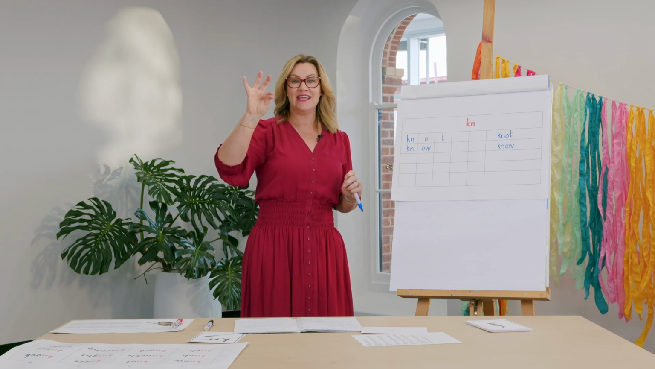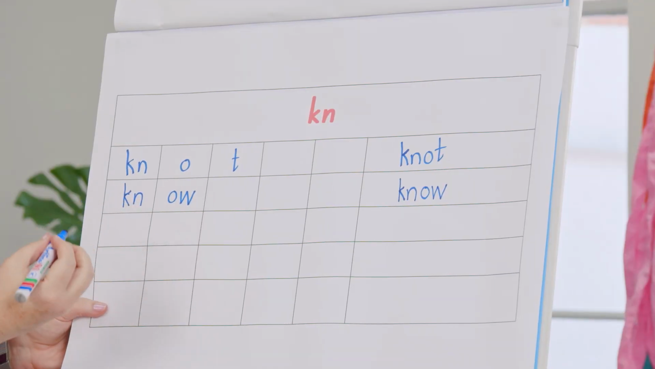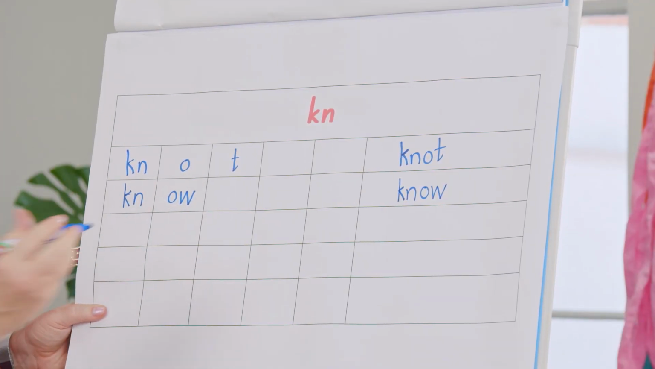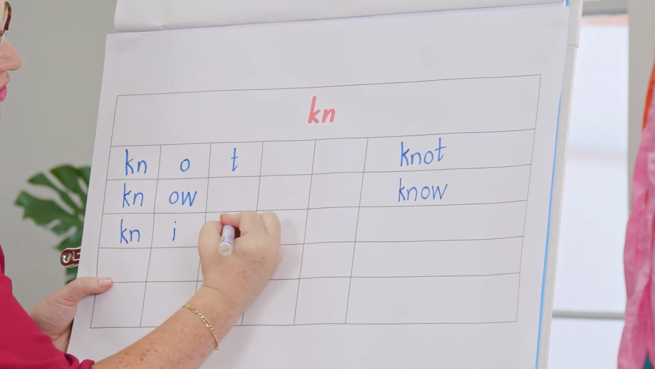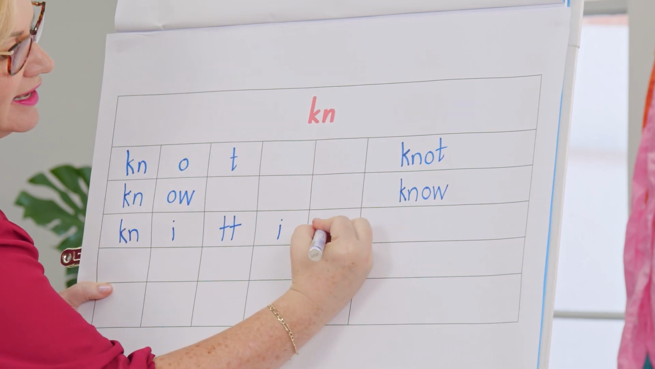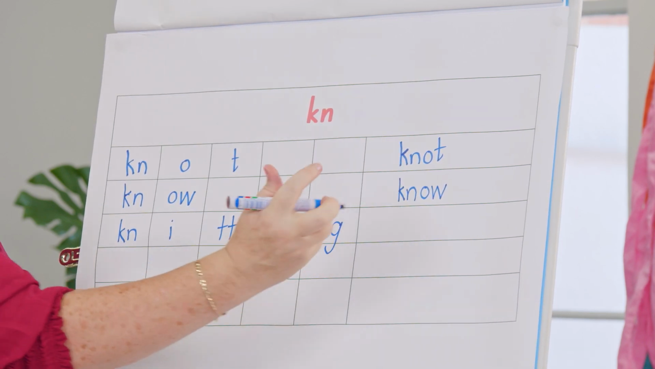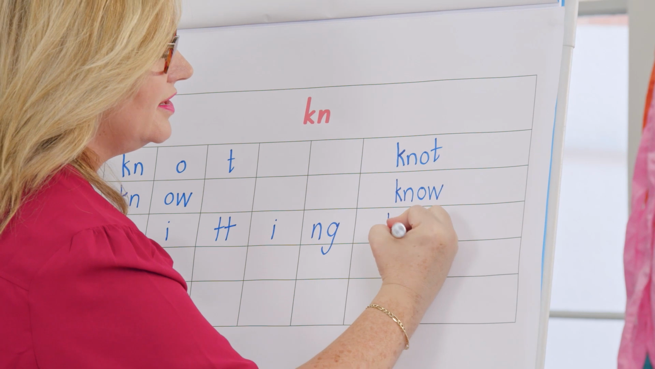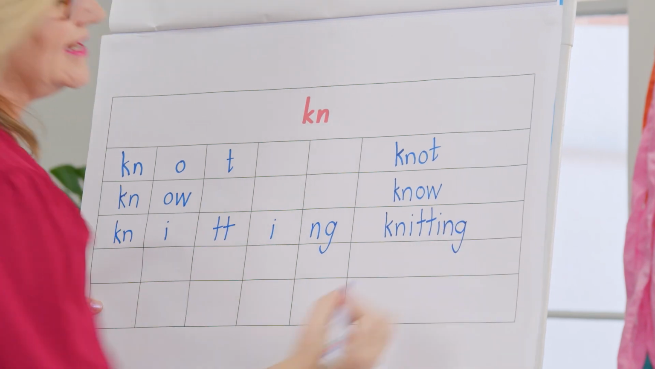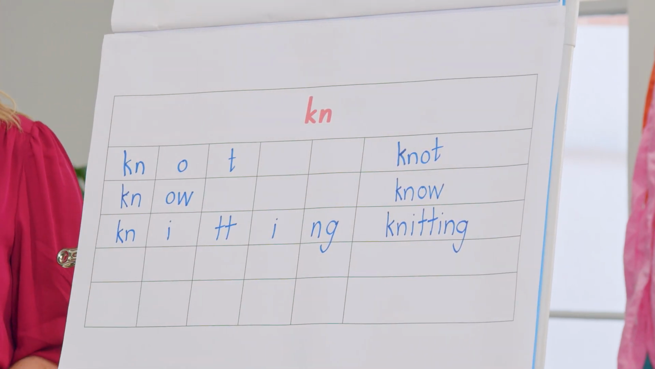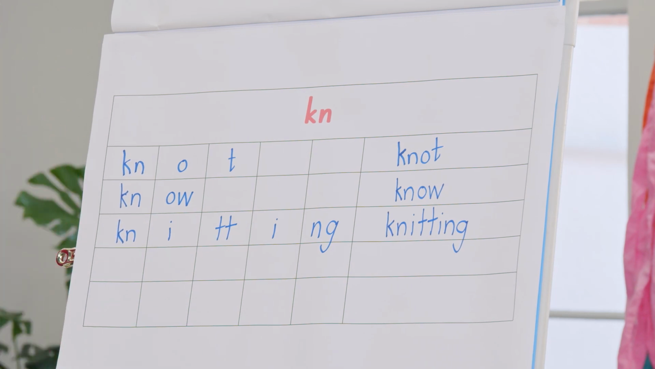N-it. It-ing. Knitting. Do it with me, or you can always pause and have a go on your own first. N-it. It-ing. N-it. It-ing. Knitting. Now, why do I have a double T here? Tell me, I'm listening. Why do I have a double T here?